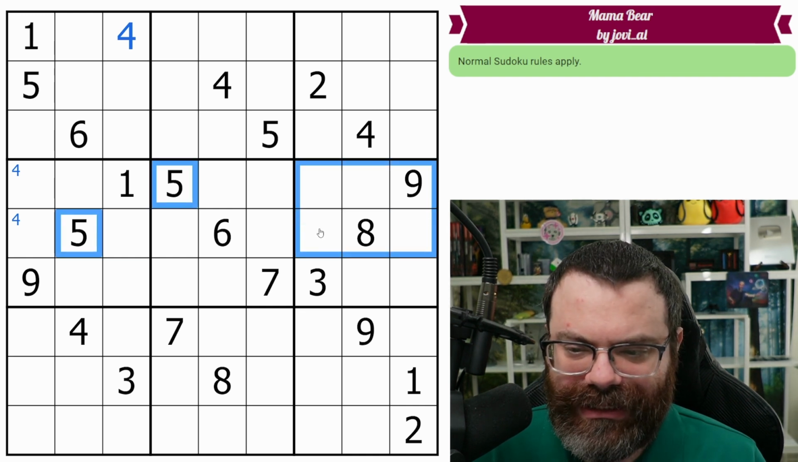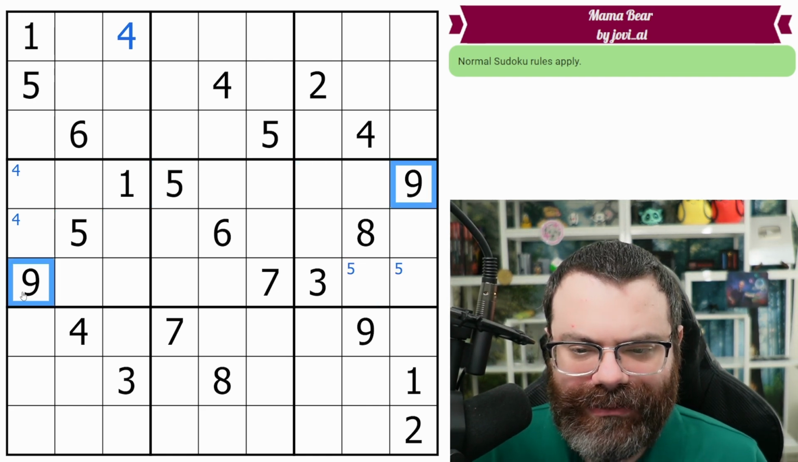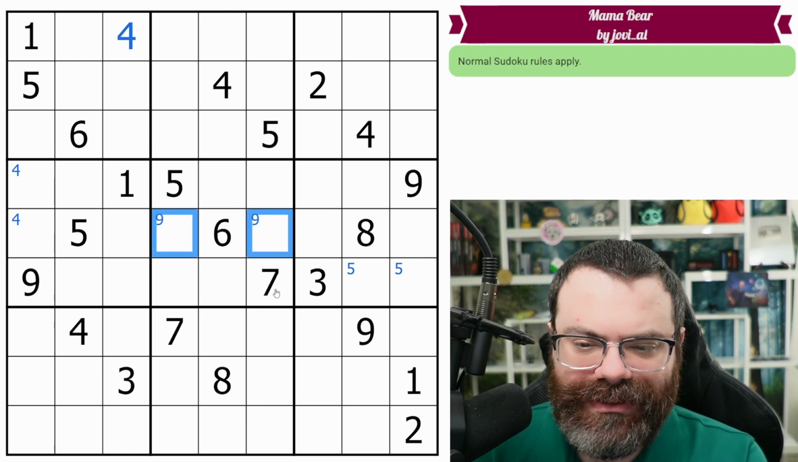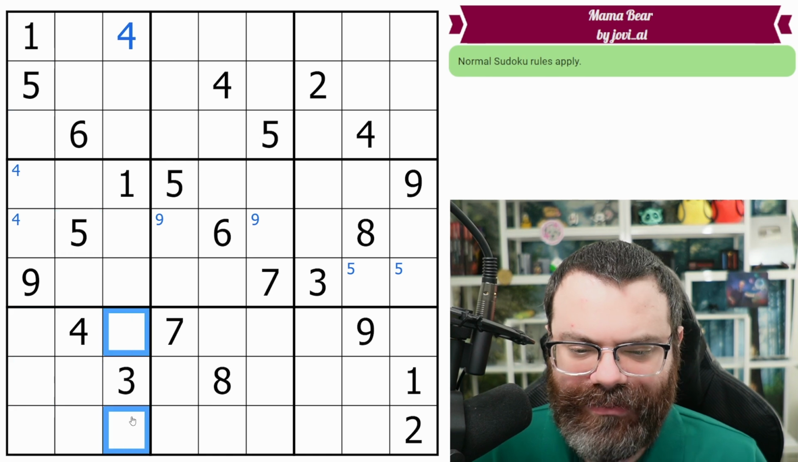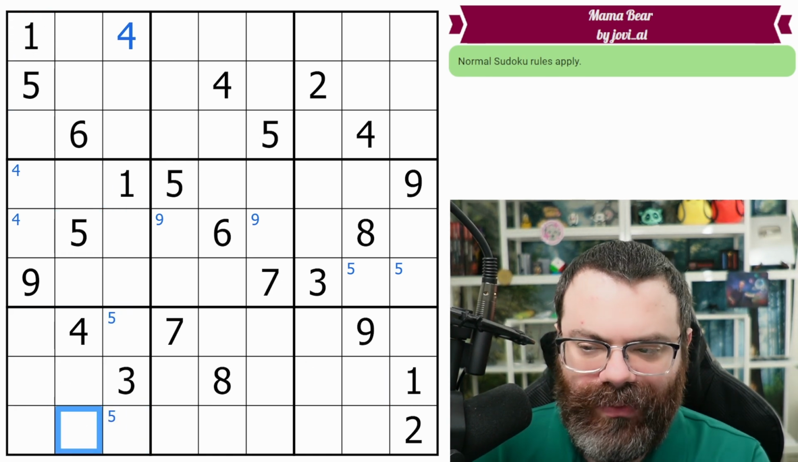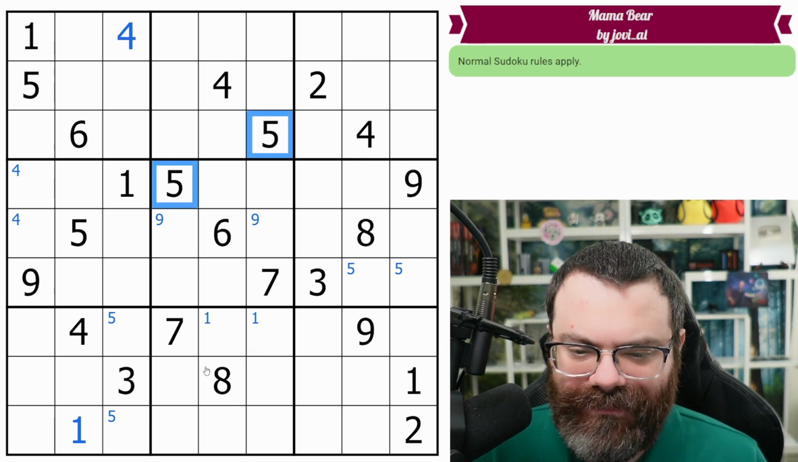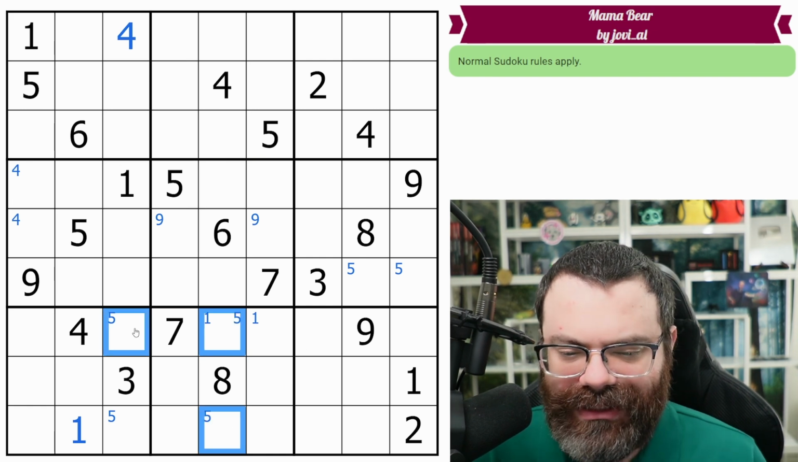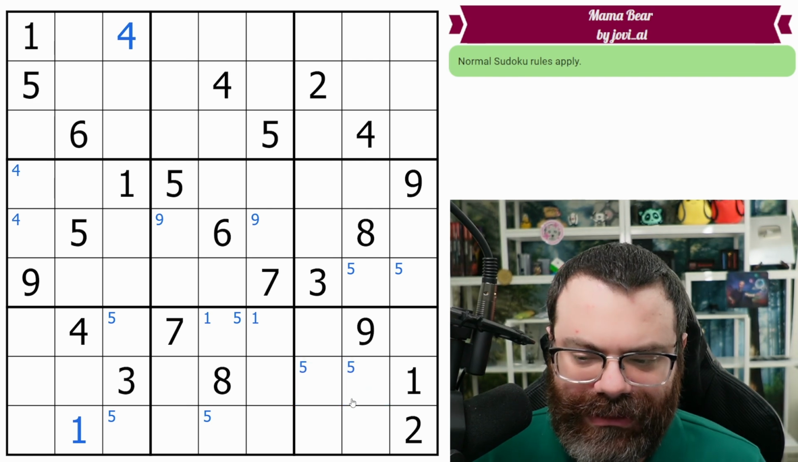We have 2 5s looking into here. There's a 5 in one of these two. 9s are looking into here, so there's a 9 in one of these two. 3 and 3 aren't good enough. Oh, I do have 2 5s looking down here, putting a 5 in one of these two. I also have 2 1s looking down, and this one looks in, putting a 1 here. That puts a 1 in one of these two. These 2 5s look down, putting a 5 in one of these two. These 5s now, they line up, so 5 in this row has to be over here.